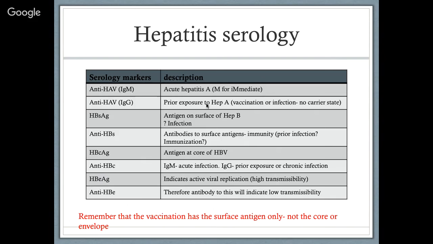And envelope is an indication of viral transmissibility. So if you have Hep B envelope antigen, it indicates that there's active viral replication. And if you have antibodies against that, then it's probably going to have a low level of transmissibility.